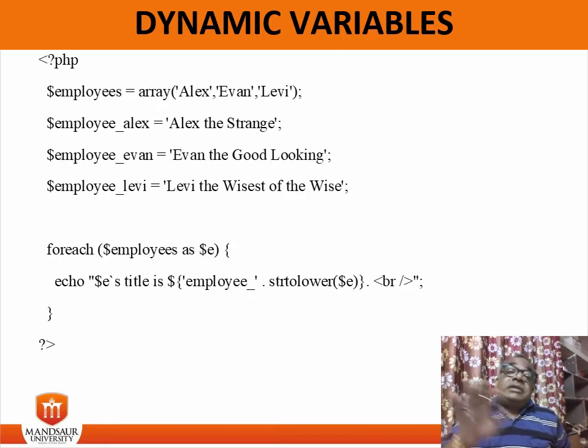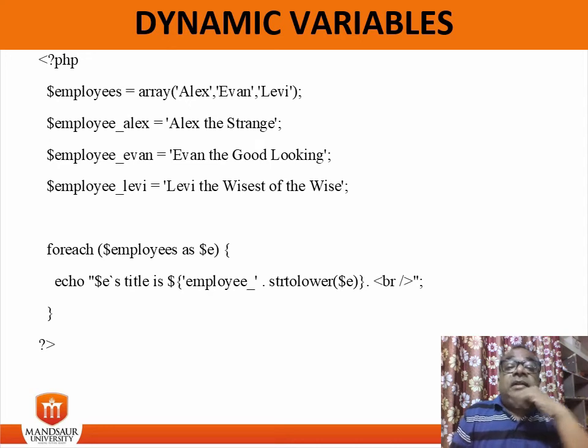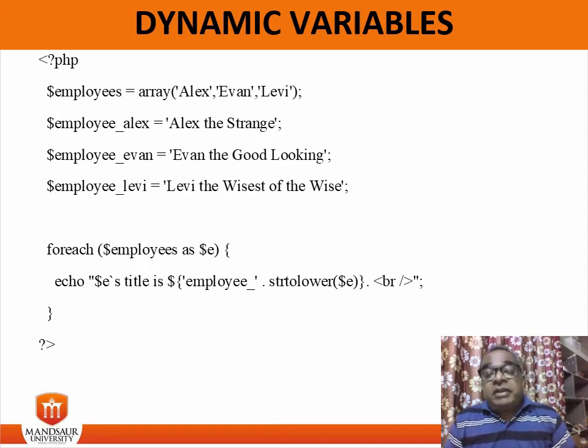Okay, now see another example. Here we have an employee array, an array of different employee names: Alex, Evan and Levi. These are the three names we have in the employee array. And now employee underscore Alex is a variable, and its value is the employee Alex. Employee Evan, the value is Evan, and so on for Levi.